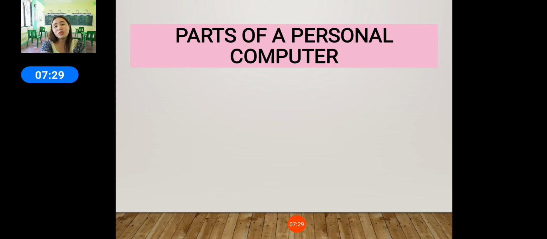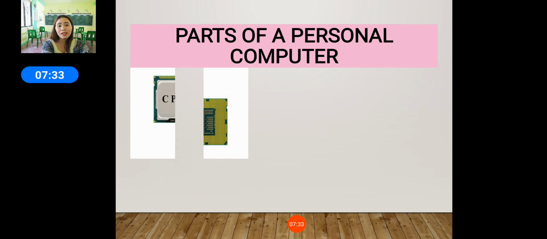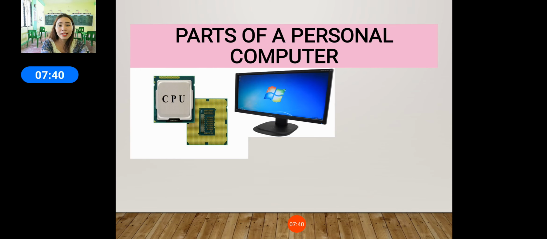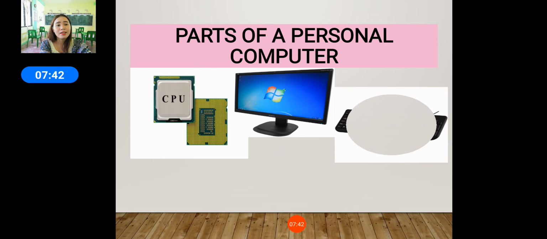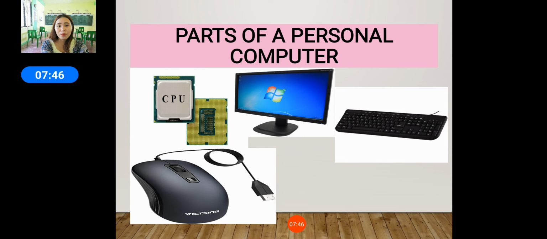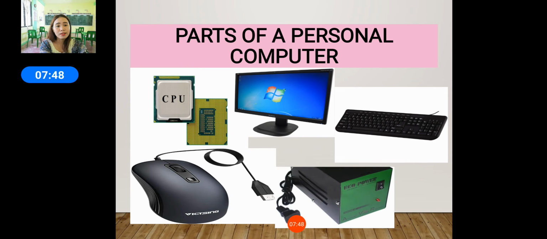Okay, so we have also the parts of a personal computer that we've already discussed, right? So first one is the CPU, which is the brain of the computer. We have also the monitor, right? We have the keyboard, and also we have the mouse for pointing or for the cursor, and the last one, the AVR, rather, the powerhouse of the computer.